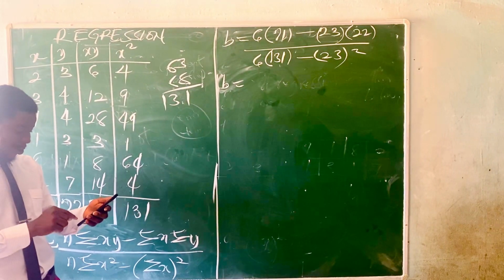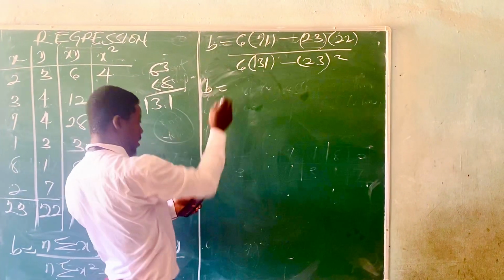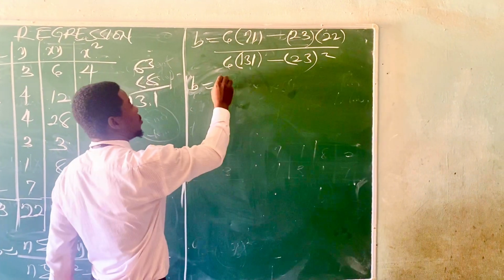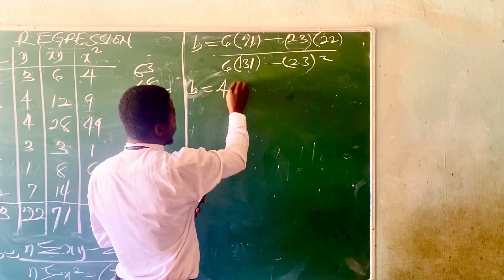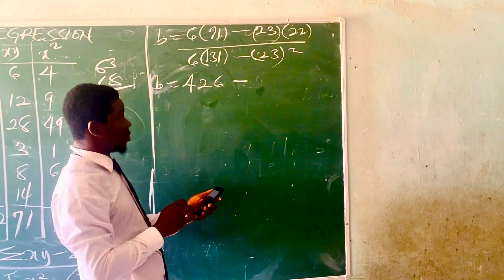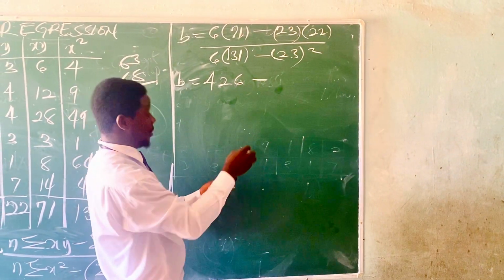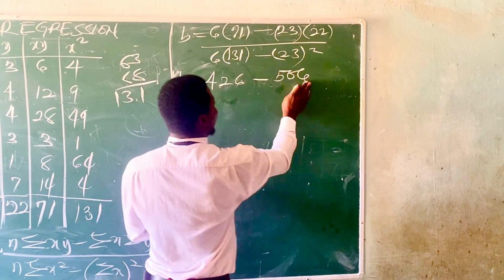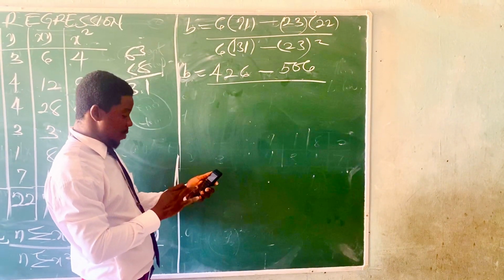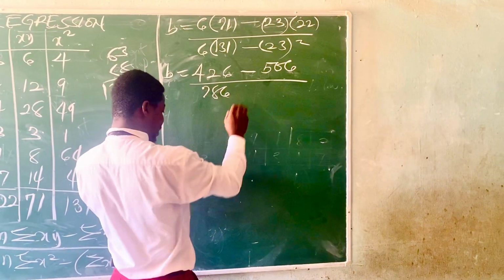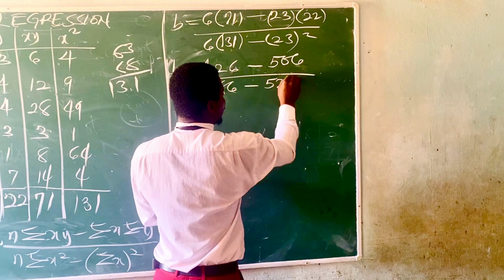From here you have your b now. Quickly, let's look at the calculator value of all this so that we'll be accurate and correct. So we have 6 multiplied by 71. That should be, I think, 426. Yes, you have 426 minus, of course, 23 times 22. You can also punch your calculator if you are watching. So you have 506 here for conformity. And then divided by your 6 multiplied by 131, which will give you 786, minus, of course, 23 squared. You're going to have 529.